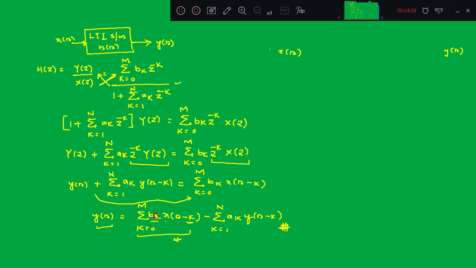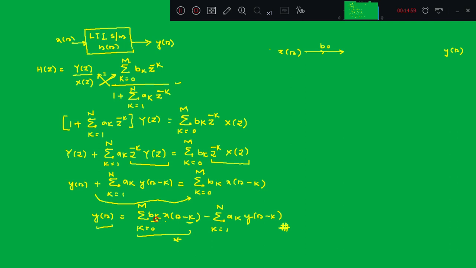b naught is there. So b0 and k is equal to 0 means you will get x of n. So now this x of n is scaled by some real coefficient b naught. So this x of n is now scaled by what? b naught. Is that clear? Next, substitute k is equal to 1 now.